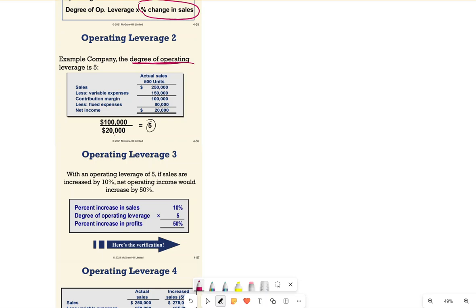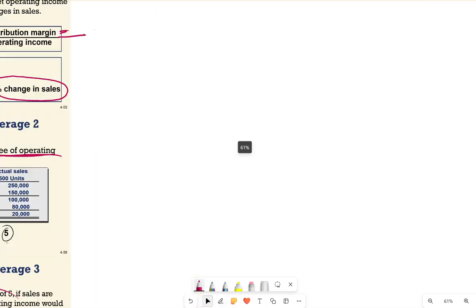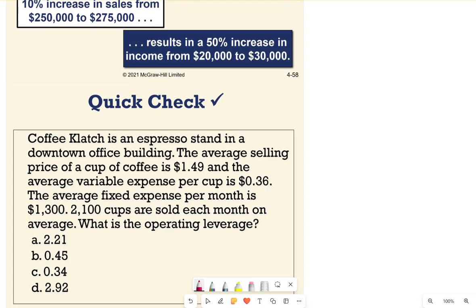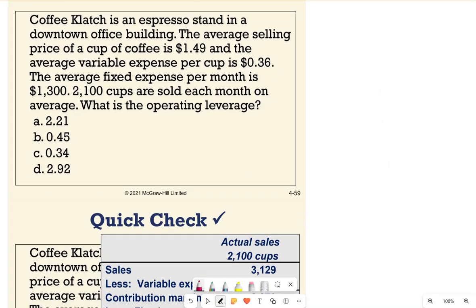And then you need to know, what is the operating leverage of 5 if sales are increased by 10%? The percent change in your sales multiplied by your operating leverage will give you the percentage change in your profit. So this is where you could work it out and redo the question. In this case, what is your operating leverage? You check your answers.